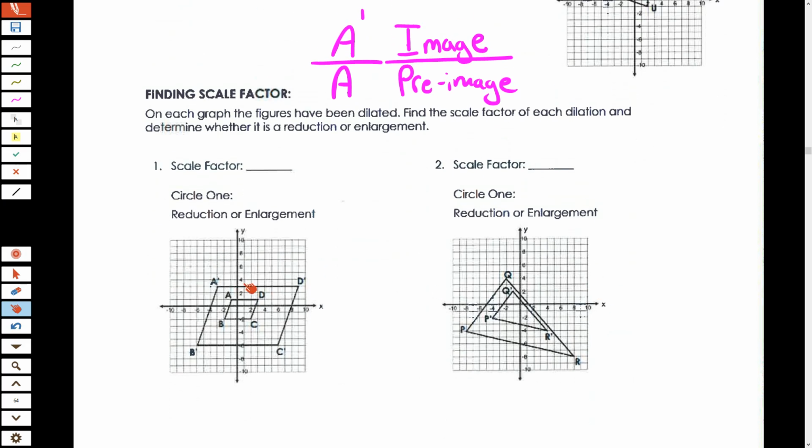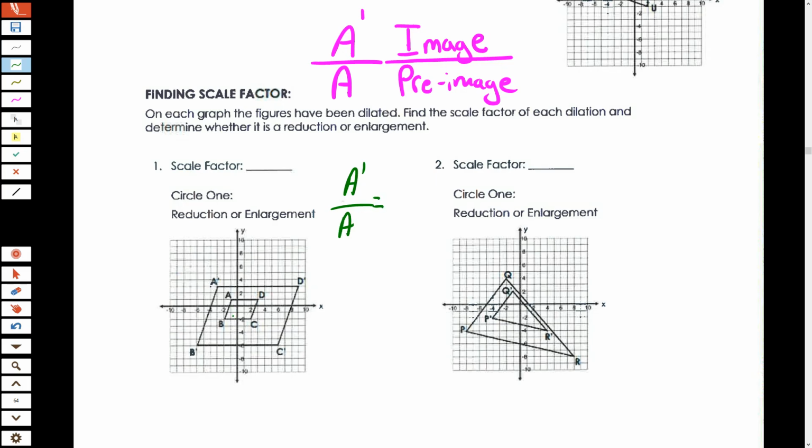Now, how do we know which one is the image and which one is the pre-image? Remember, look at which one has the prime and which one does not have the prime. So looking at this first question right here, all we have to do is ask, which one is my image or my copy? And that is A prime. So we're going to put A prime over A.